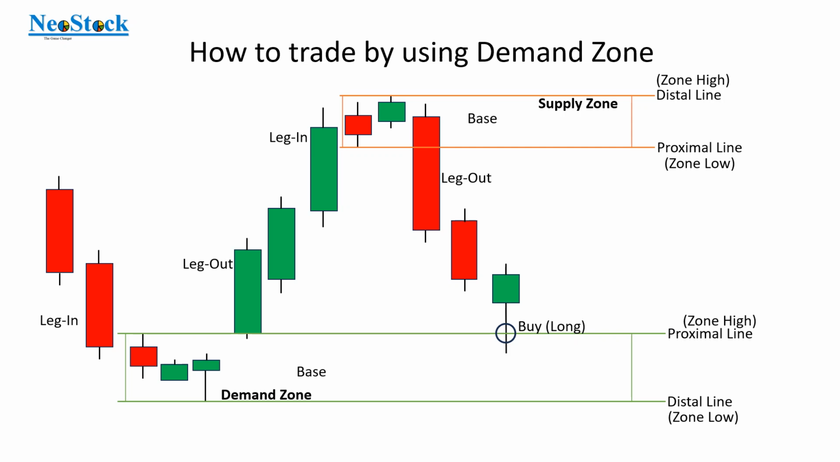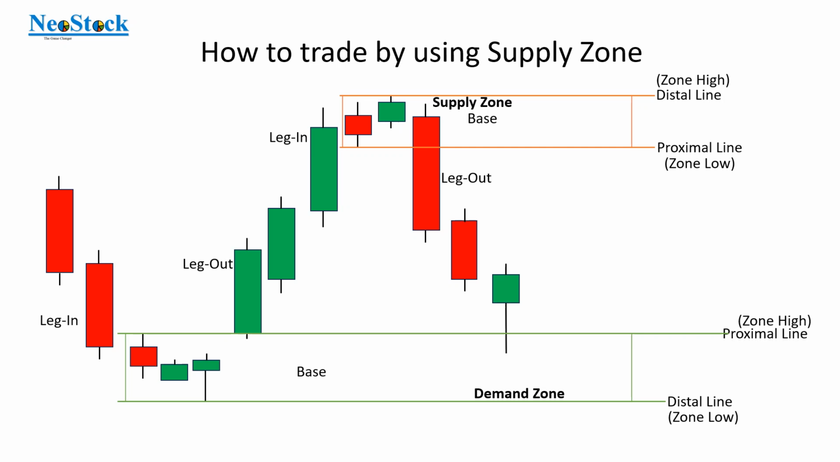What is a long trade? We buy and then we will sell. Where do we sell? In the supply zone, after it reaches our target. That is the proximal line. So exactly at the proximal line, we exited our long trade. That means we booked the profit. So this is the way we trade by using the demand zone.